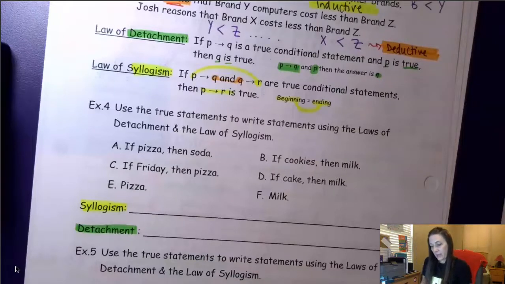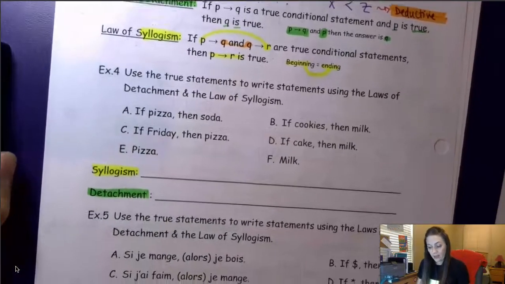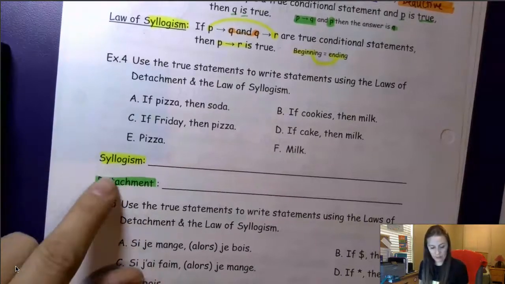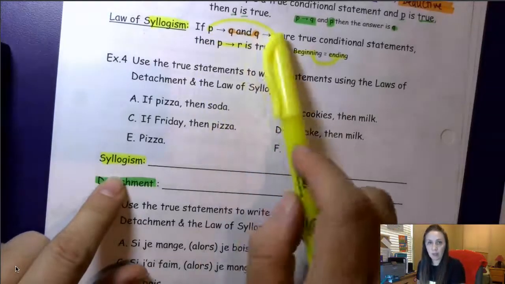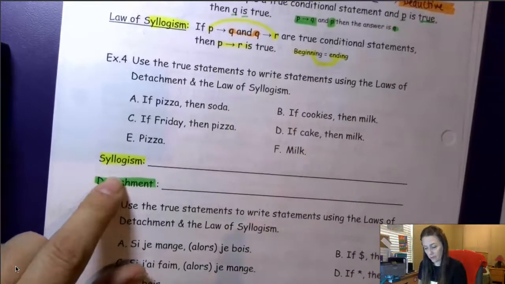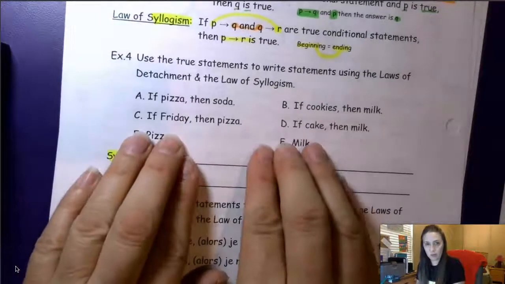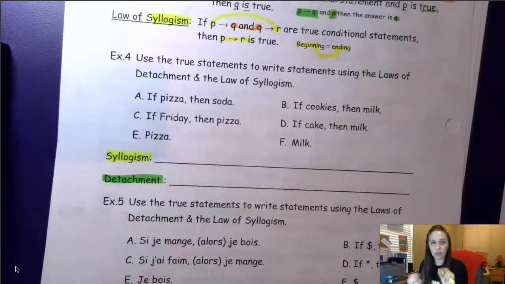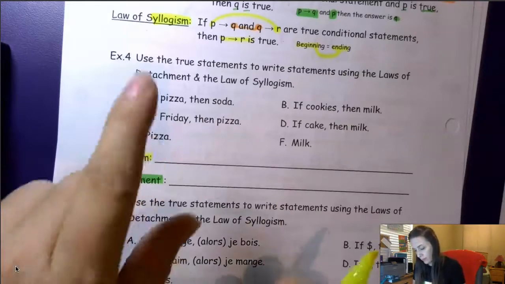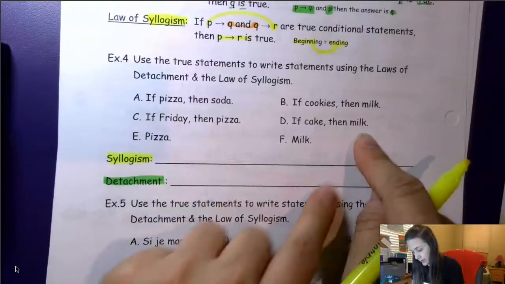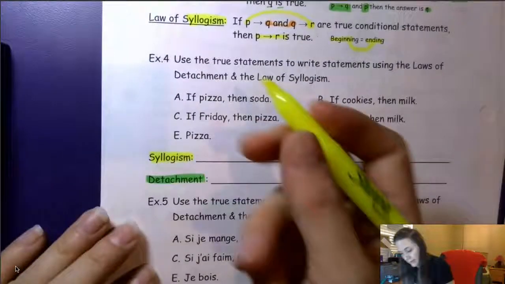Alright, so using these true statements to write statements, using the laws of detachment and the law of syllogism, here are a bunch of statements. I'm going to start with syllogism because it was first here. Syllogism is when you can link a beginning and the end. I want a beginning piece to match an end piece. So you don't even want to look at E and F because those are just words. You want to look at the actual conditional statements, the first four. Is there a P that matches a Q? I have two pizzas, one's at the beginning, one's at the end. I can connect those.